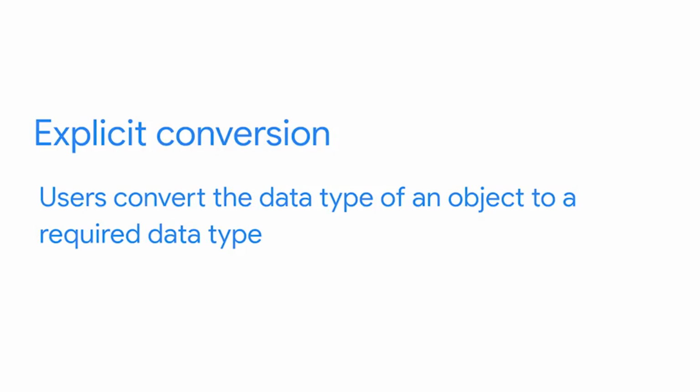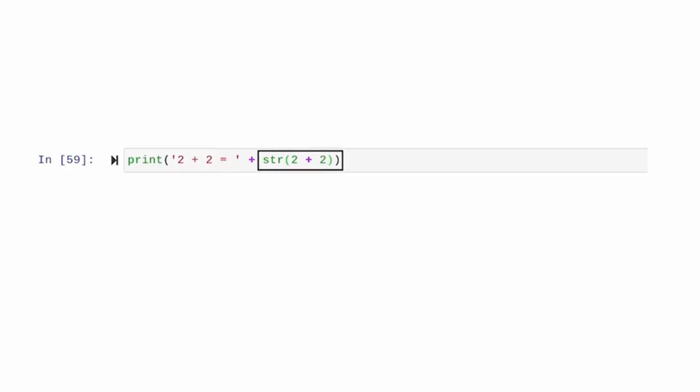Explicit conversion is where users convert the data type of an object to a required data type. We use the predefined functions int, float, and str. This is sometimes called typecasting because the user casts or changes the data type. Let's use the str function inside the string we want to have interpreted as output. And now the output of this calculation will be stored as a string.